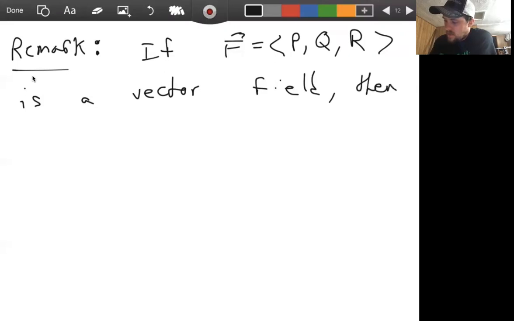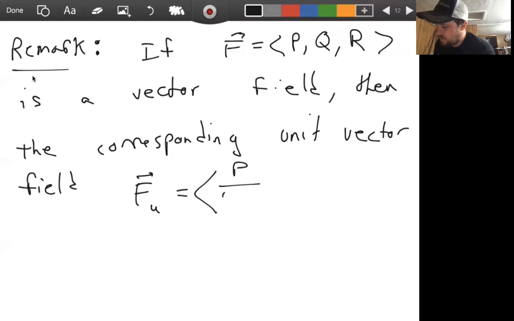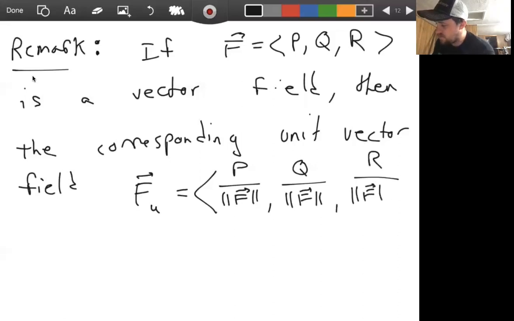then the corresponding unit vector field, maybe I'll call it F sub u for unit vector field, is the vector field P over the magnitude of F in the first component, Q over the magnitude of F in the second component, and then R over the magnitude of F in the third component. So you see, to get a unit vector field, it's very intuitive based on how we got unit vectors, because these are all just vectors still. So you can get a unit vector field by dividing each component by the magnitude.